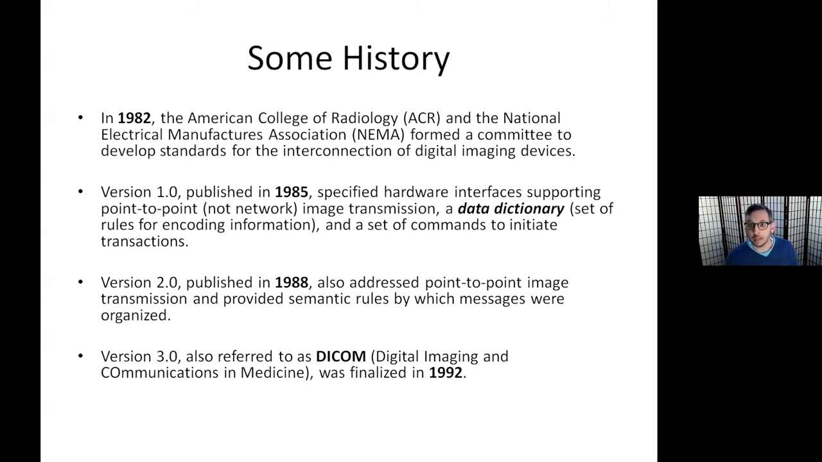And DICOM has been growing since then. We're 30 years into DICOM, but 40 years in since its inception, the start of it. So it's taken some time, and it's always growing.